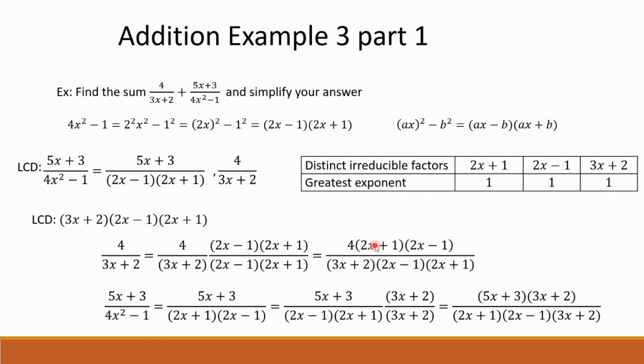And from here, what do we get? Well, we're going to get 4 times 2x plus 1 times 2x minus 1 divided by this. You could actually FOIL the numerator now if you wanted to. I didn't, but that's okay. So from here, we have 5x plus 3 over 4x squared minus 1.